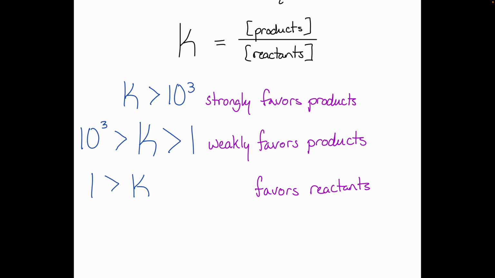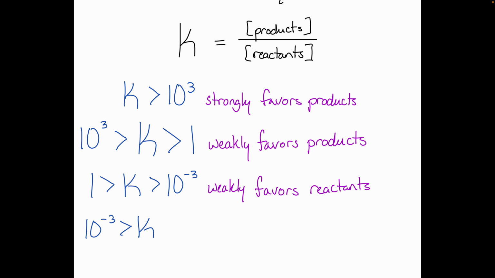All right, but again, we're going to have this sort of cutoff. Now it's not going to be 10 to the positive 3, but 10 to the negative 3. If your equilibrium constant is in this range, we would say it weakly favors the reactants. And if K is even smaller than that, smaller than 10 to the negative 3, this is a reaction that strongly favors your reactants, sorry.